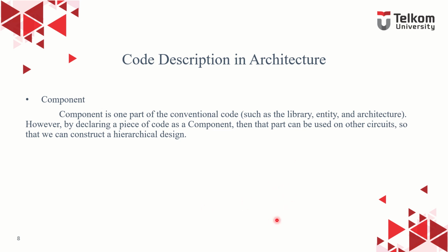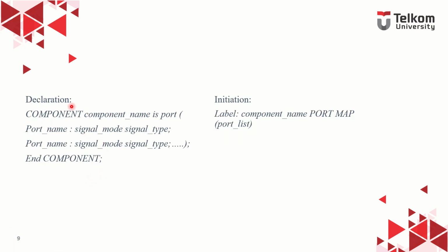For example, circuits which are often used, such as a flip-flop, multiplexer, adder, and other basic gates, can be stored in the library. Thus, the project can use them without having to rewrite the code in its entirety. The declaration is like this: component name is port, port name or variable, signal mode, signal type, and end component. And the initialization is label, component name, port map, and port list.